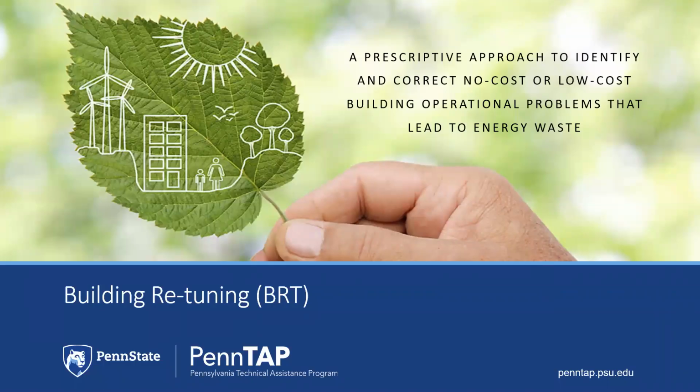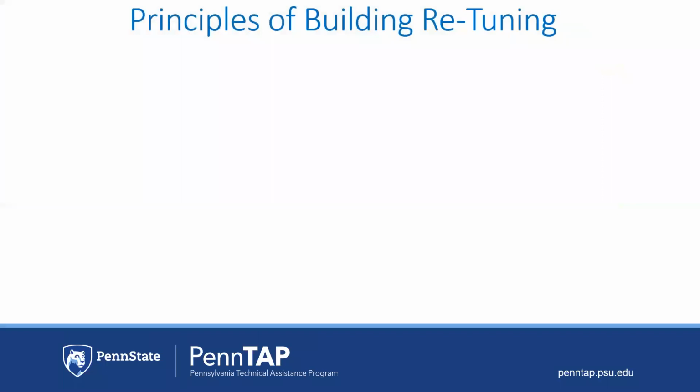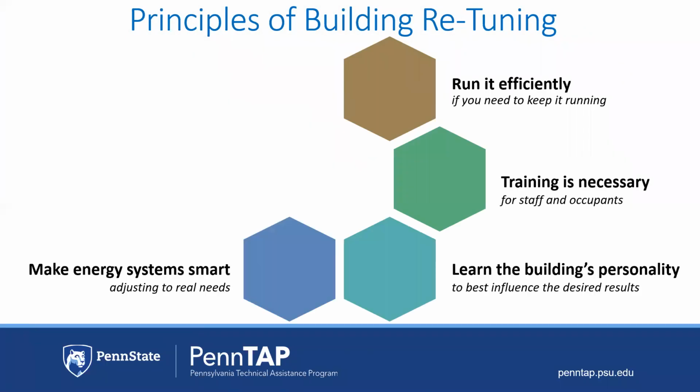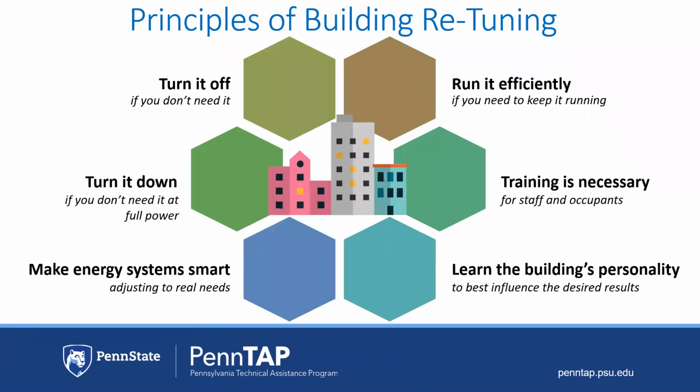So, what is building retuning? Building retuning, or BRT, is a prescriptive approach to identify and correct no-cost or low-cost building operational problems that lead to energy waste. The principles of BRT are simple. If you don't need it, turn it off. If you do need it, run it efficiently.